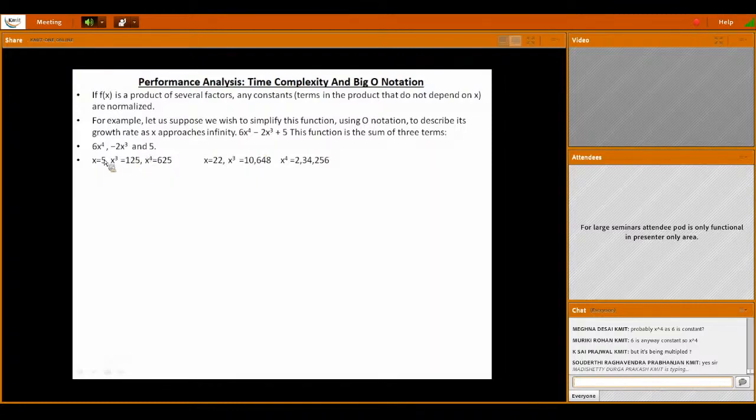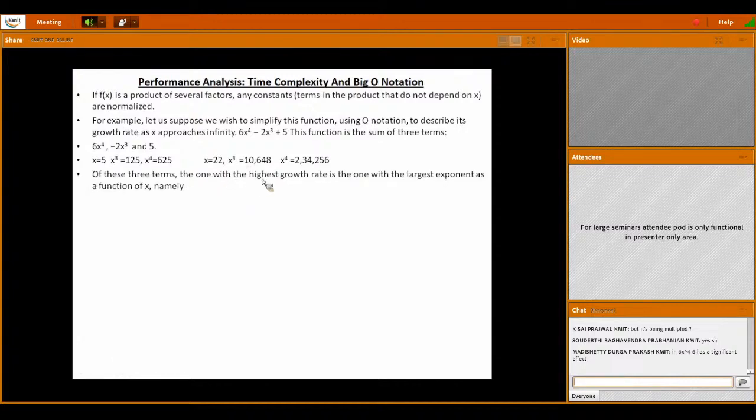Now, assume that x value is 5. So x cubed is 125, whereas x to the power of 4 is 625. Right? Huge difference. Now I increase x to 22. X cube is 10,648 and x to the power of 4 is 2,34,256. Right? So now compared to x to the power of 4, this x cube started looking insignificant, right? So that is what we are trying to say.